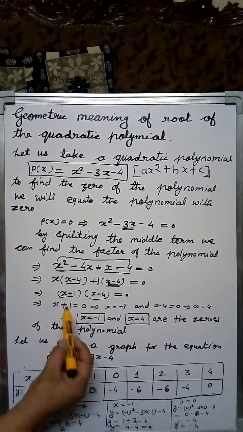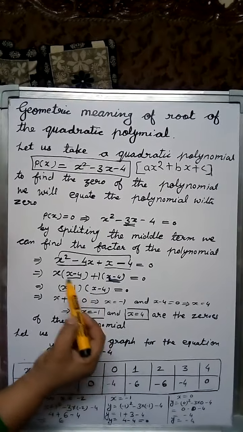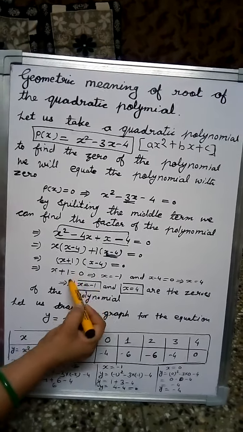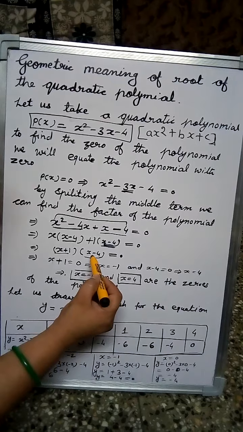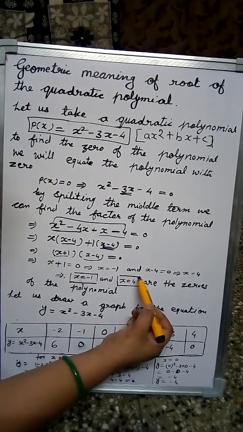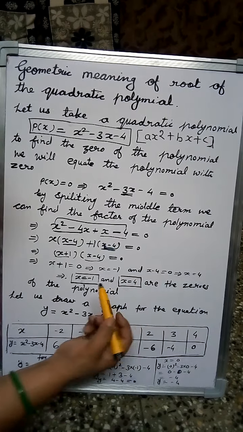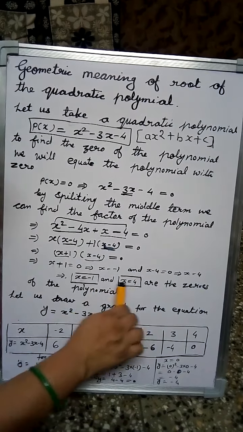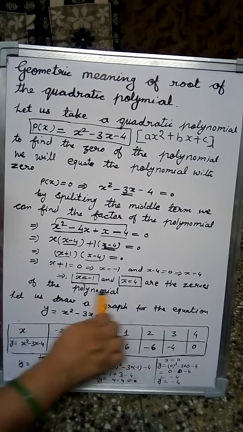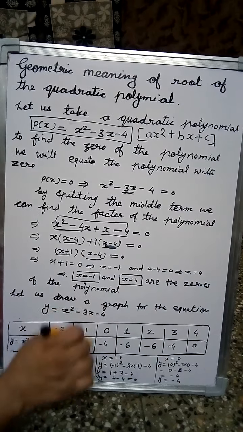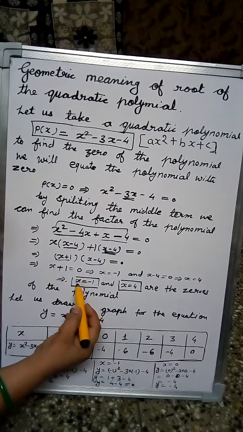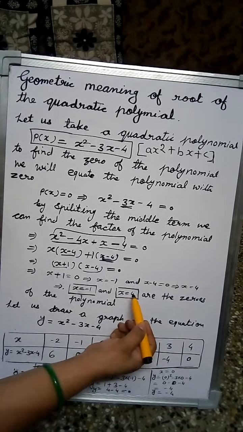So when we equate x plus 1 to 0, we get x is equal to minus 1. This is one of the roots of the quadratic polynomial. And when we equate x minus 4 with 0, we get x is equal to 4. This is also one root of the polynomial. In this way, we are getting two roots of the polynomial, x is equal to minus 1 and x is equal to 4. These are the zeros of the polynomial. So by the algebraic method, we can see the quadratic polynomial has two roots, x is equal to minus 1 and x is equal to 4.